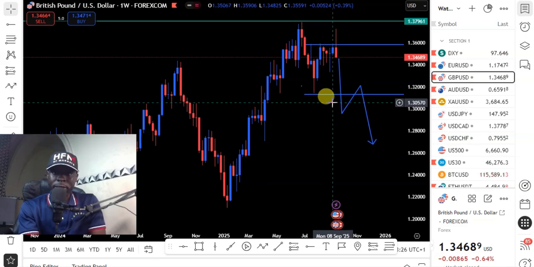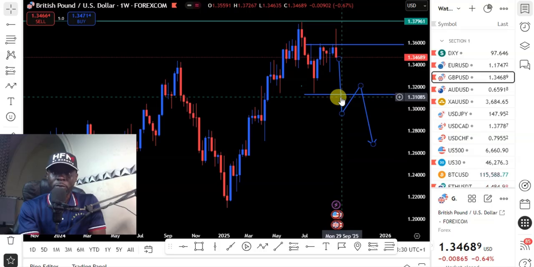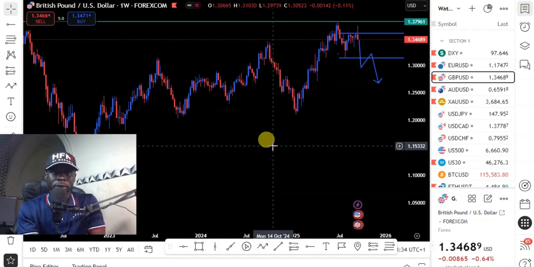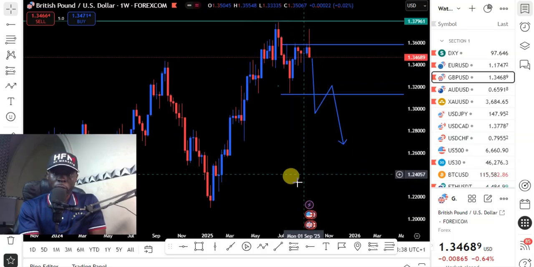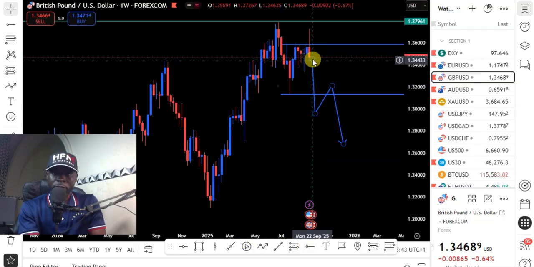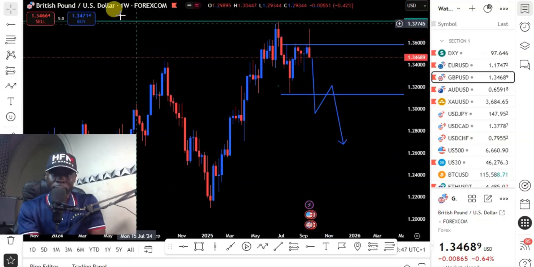So what we expect now, we expect price to move to this support level this coming week, because there's a strong bearish rejection candle on the GBPUSD on the daily chart, which indicates a sell opportunity for this week for the GBPUSD. So we expect price to drop on the GBPUSD to this support level this week. So let's look at the daily chart of the GBPUSD.